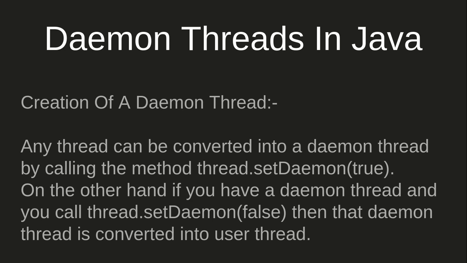Now how can you create a daemon thread? The creation of a daemon thread is like that of any thread. I will be creating separate videos where I will explain how to create a new thread, what the different ways to create a new thread are, and how you can set different properties in a thread. But just to know, whenever you create a new thread, if you have the object of that thread, you can just call the method setDaemon and pass a boolean variable as true, so that thread will be marked as a daemon thread. And if you call thread.setDaemon as false, then that daemon thread will be converted into a user thread.